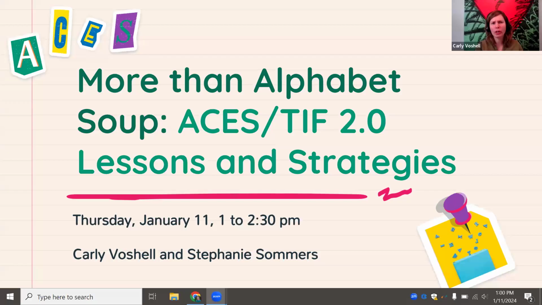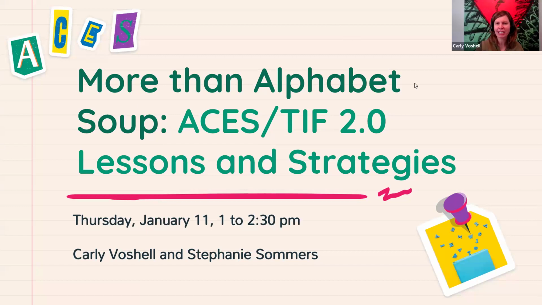You know, in ABE we just have so many acronyms, and we're going to break down two special ones today, ACES and TIF. We're going to focus on TIF 2.0, and we're really going to give you some strategies and some lessons that are available now on the Atlas website to use in your classroom.